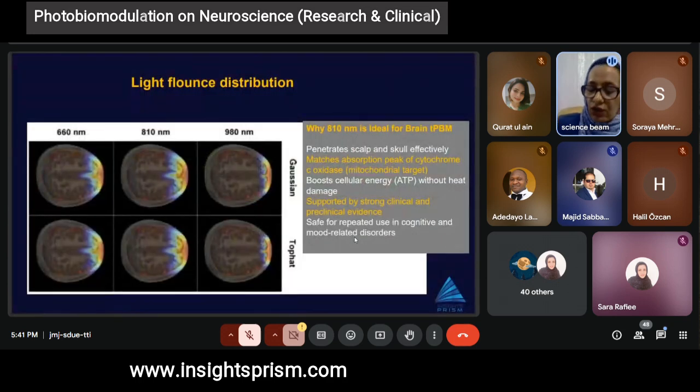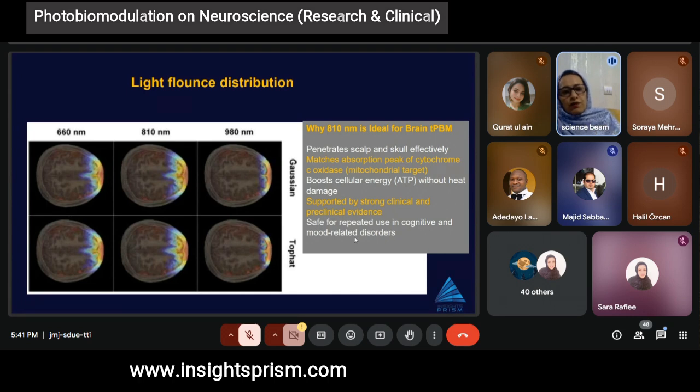There are a lot of papers that study these disorders, and in animal studies and also clinical studies, they have shown that we can use this kind of technique. And you might ask why we use 810. What's the best wavelength for penetration of the scalp?